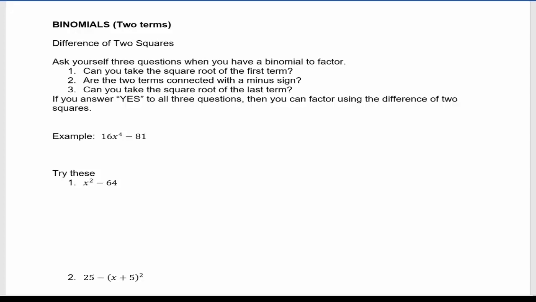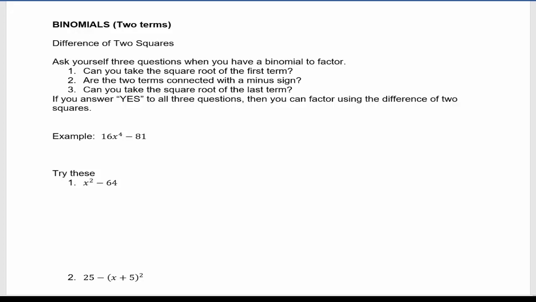When you have a binomial, which is two terms, you're going to have two situations. Well, you'll have three situations actually. You'll have one situation where the two terms have been squared, or you may have where the two terms are cubed, or you may not have either. And so sometimes you can't factor, which is okay.